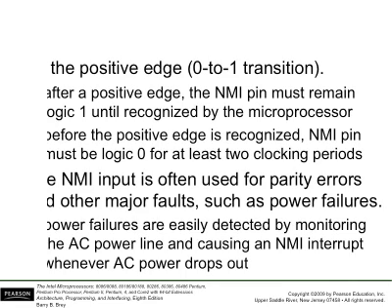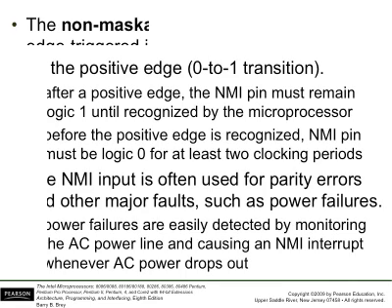Non-maskable interrupt NMI is an edge-triggered input. So it's going to request the interrupt on the positive edge. If you generate a 0 to 1 transition, a rising edge, this NMI will be triggered. After this positive edge, the NMI pin must remain logic 1 until recognized by the microprocessor. Also, before the edge is triggered, the NMI pin must be logic 0 for at least 2 clock cycles.